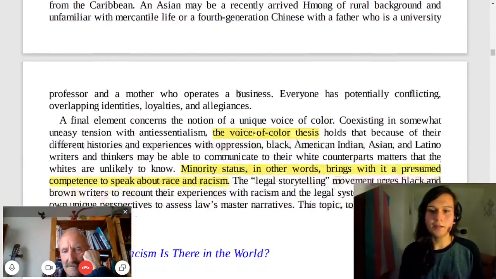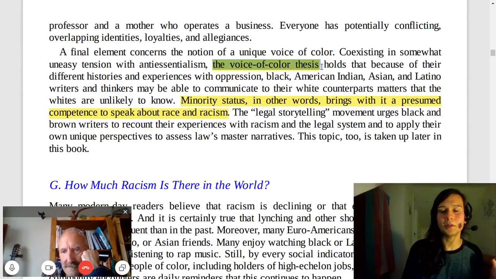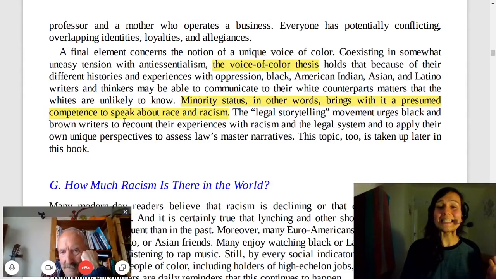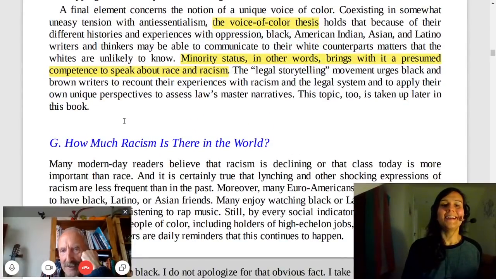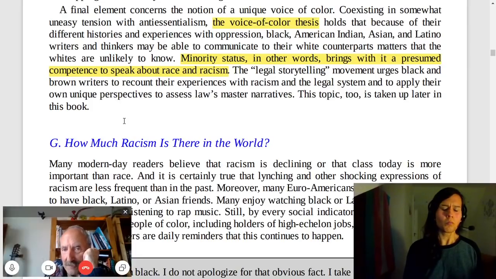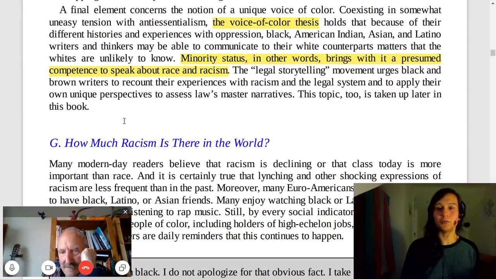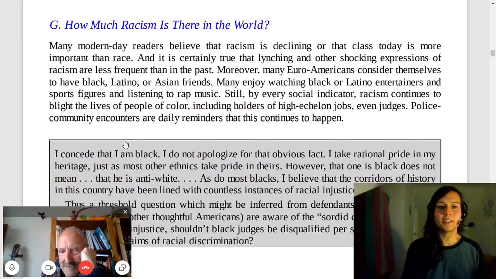So we've got that voice of color thesis. We talked about this last time because it's basically just standpoint epistemology, which I think is an easy term to abuse, let's say. And it brings with it a presumed competence to speak about race. Yeah, I don't like this personally. I think it does treat people as a monolith. My mother is not white, but she's incredibly racist and also doesn't know much about sociology or the biology of race, frankly. So I certainly wouldn't take her opinion.